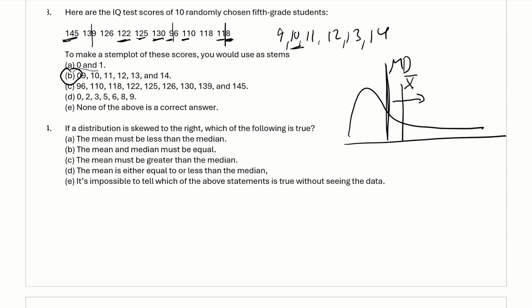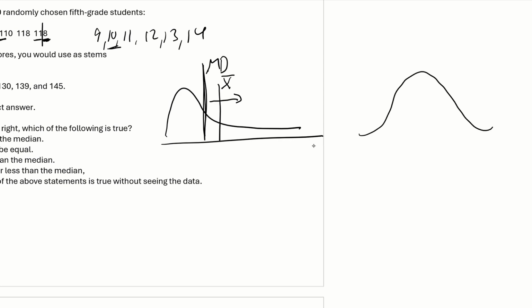If it's skewed left, the mean is going to be pulled to the left. If it's symmetric, the mean and the median are the exact same, right? So if we have a symmetric curve, the mean is equal to the median. X bar is your mean. You can also say mu if we're talking about population.